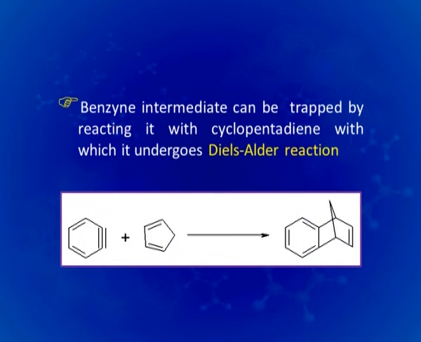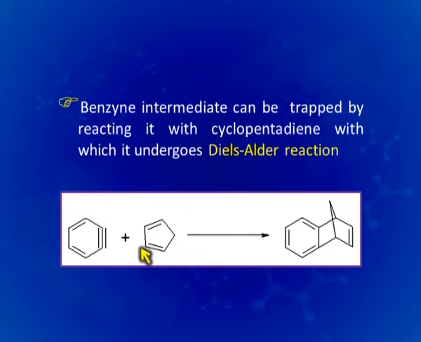If we look into the reaction, this is benzyne with a triple bond, a very unstable intermediate, which combines with cyclopentadiene. As we can see, this double bond moves here and forms a bond with one of the carbons of benzyne, and in turn this carbon attaches itself to this carbon of cyclopentadiene.